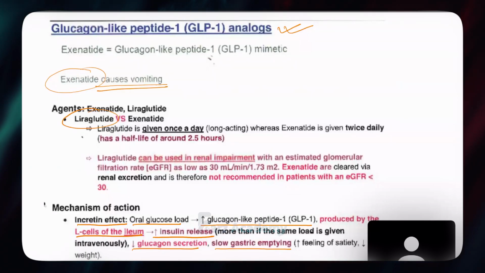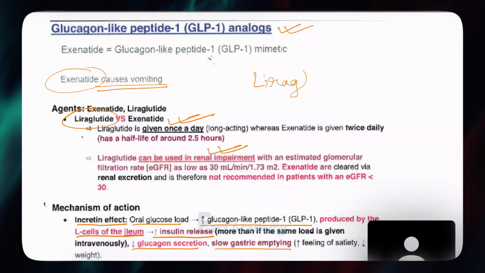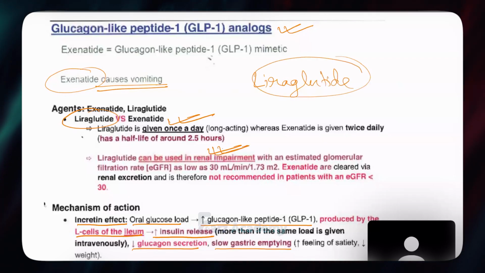Exenatide causes very much vomiting. Liraglutide is given once a day. Liraglutide can be used in renal impairment. Liraglutide is the only drug which is used in this group. Exenatide is not used. So liraglutide, you need to know the name. It can be used in renal impairment. It is given once a day. This is because it is a long acting drug. And exenatide is no longer in use. Liraglutide is used.